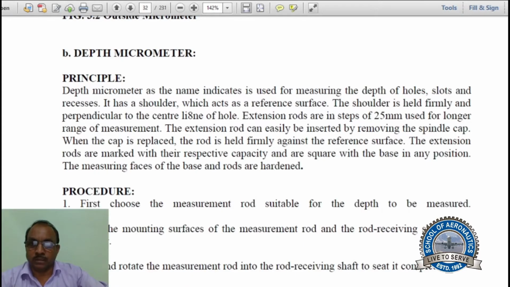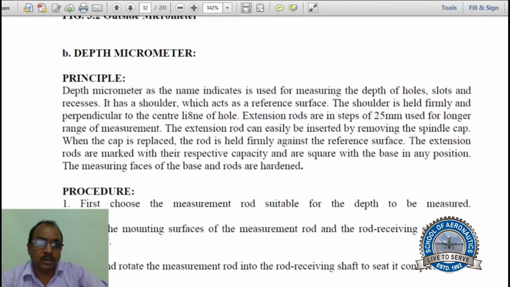Depth micrometer principle. Depth micrometer, as the name indicates, is used for measuring the depth of holes, slots, and recesses. It has a shoulder which acts as a reference surface. The shoulder is held firmly and perpendicular to the center line of the hole.